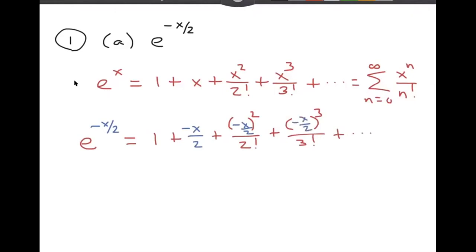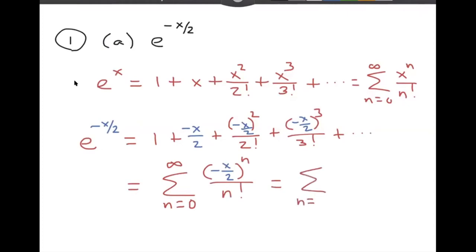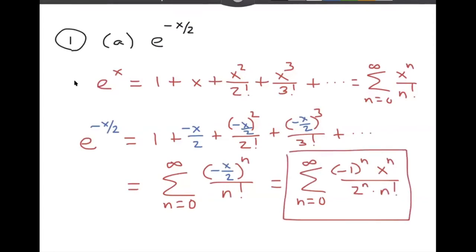You can even make that replacement in the closed form expression for this series. So let's write blank to the n over n factorial, and in the blank, I'm going to write negative x over 2. But I would like to pretty that up a little bit. I think it would look a little nicer if I wrote it as the sum n going from 0 to infinity, negative 1 to the n times x to the n over 2 to the n times n factorial. And that is the Maclaurin series for that function.